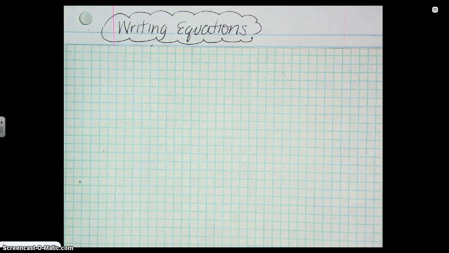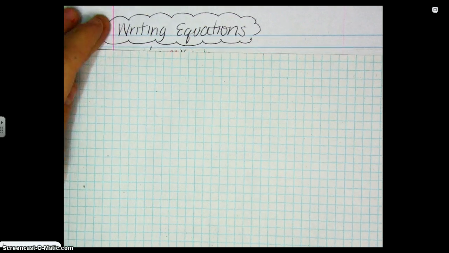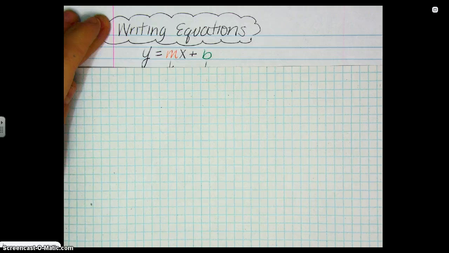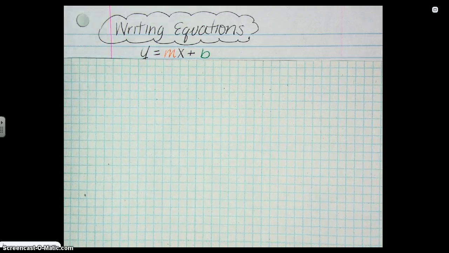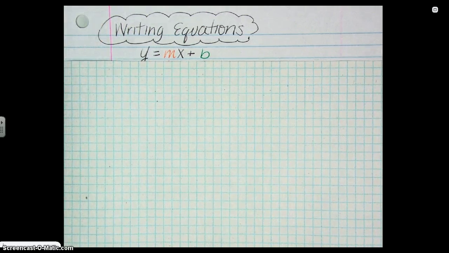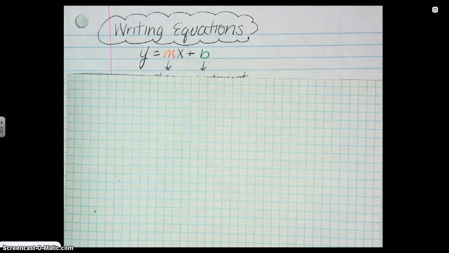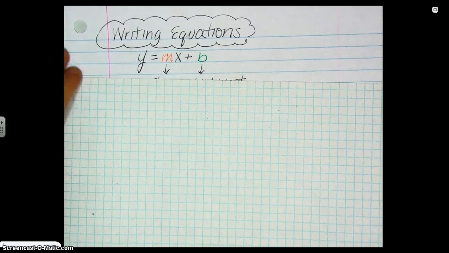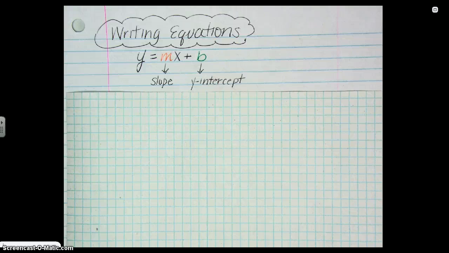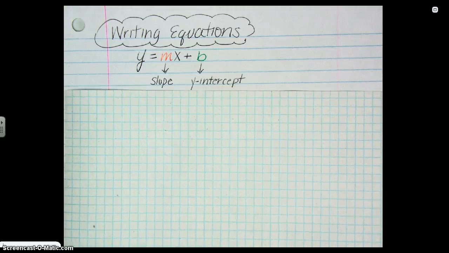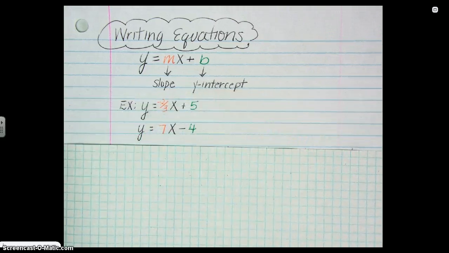All right, so in Chapter 4, we're going to deal with writing equations. Specifically, we're going to write equations in slope-intercept form. So remember, slope-intercept form is y equals mx plus b, where m, the term in front of the x, is the slope, and the constant term b represents your y-intercept. So here are some examples of equations written in slope-intercept form.